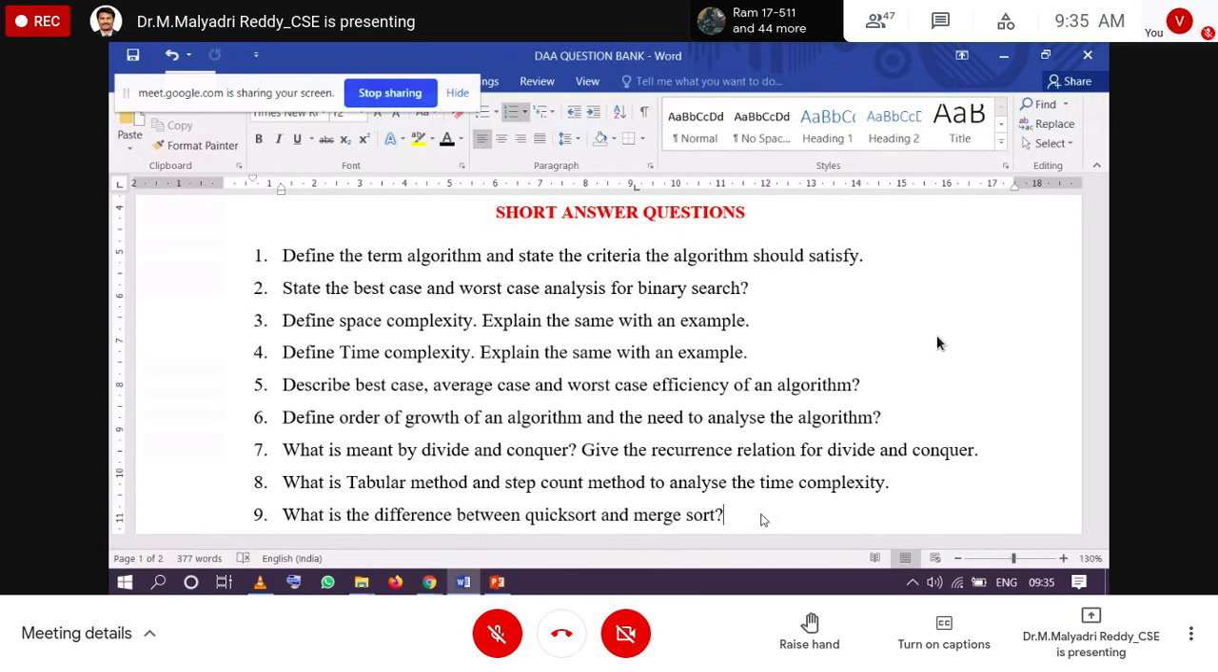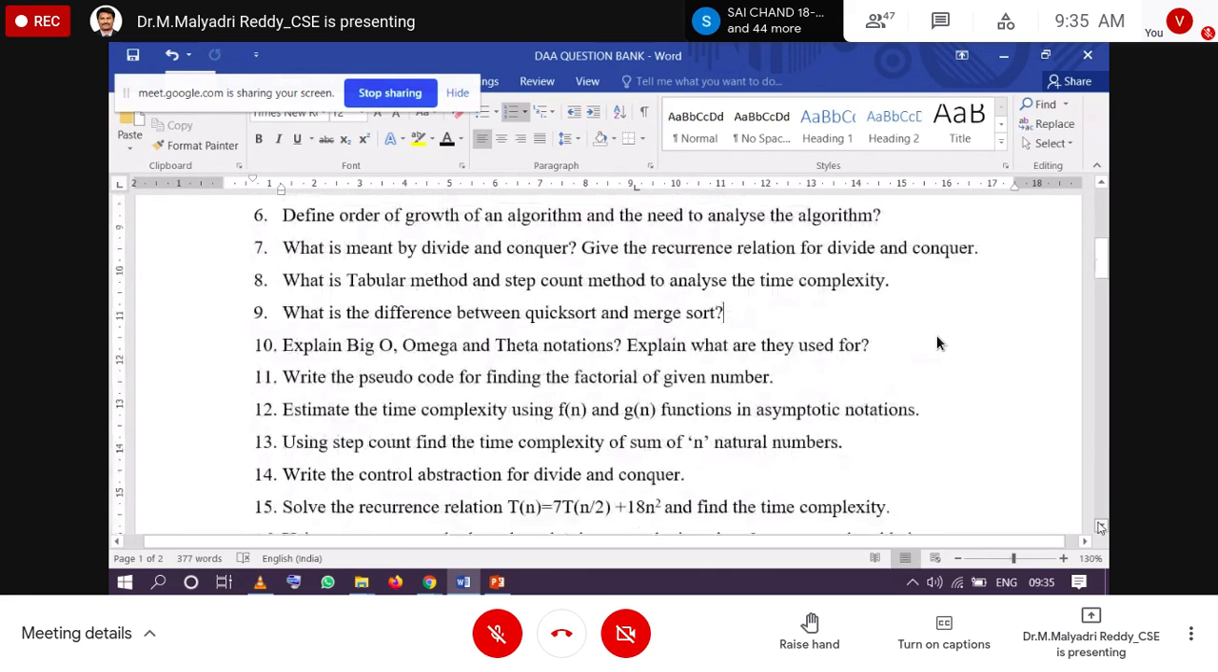Or best cases. But merge sort always has n log n complexity to sort. This is technique. 8, 9, 10th question: explain big O notation, omega notation, theta notations. So these are asymptotic notations.